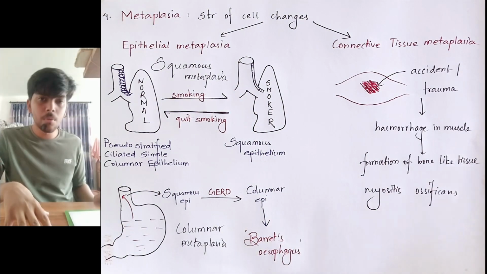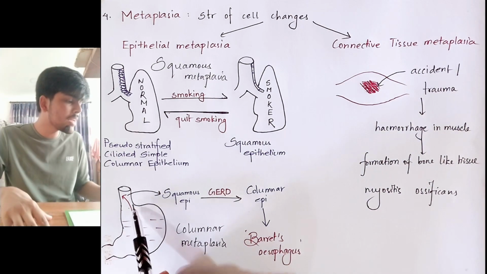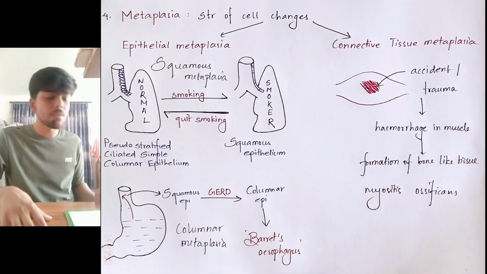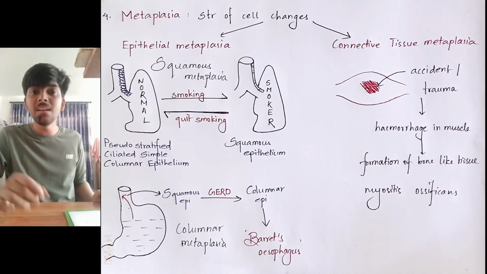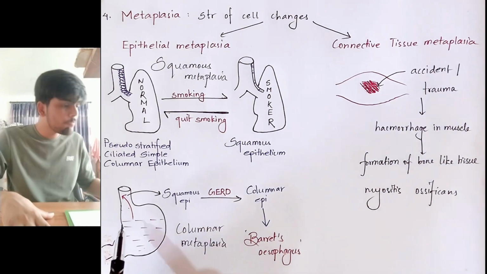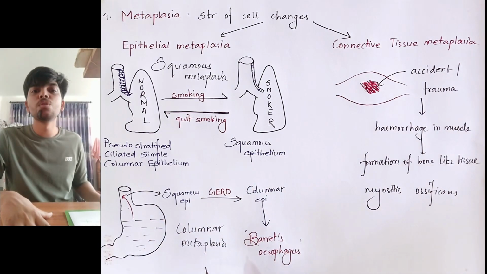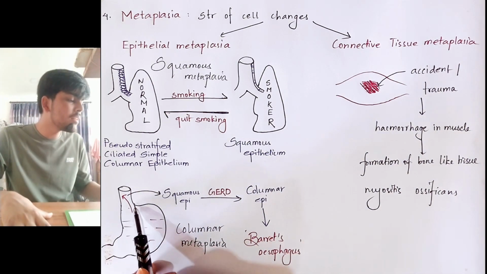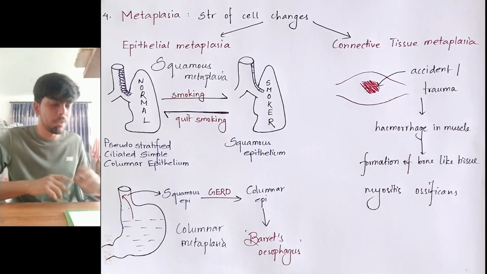Second, here's your stomach. The stomach contains acidic content. Let's say there has been some kind of complication in the cardiac sphincter, due to which the person suffers from GERD or gastroesophageal reflux disease. In GERD, the acidic content that is present inside the stomach refluxes back into the esophagus because the cardiac sphincter that is present right here is not able to close properly.